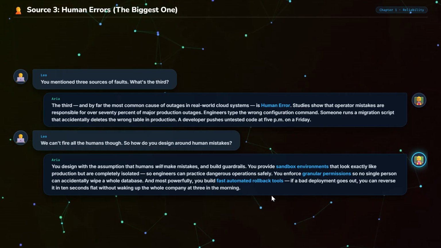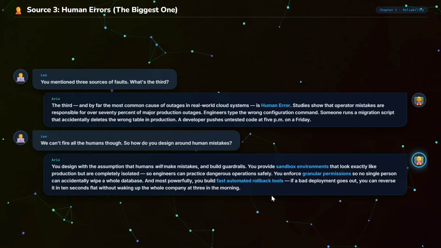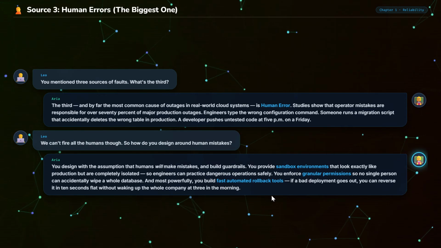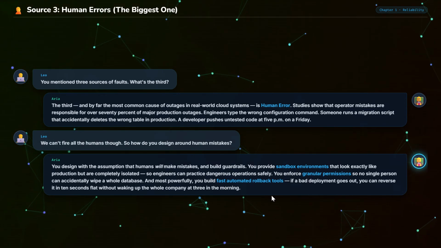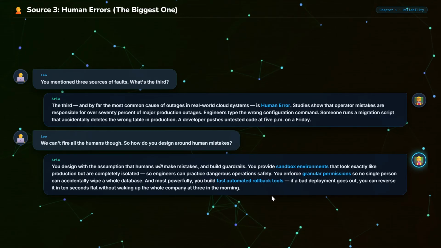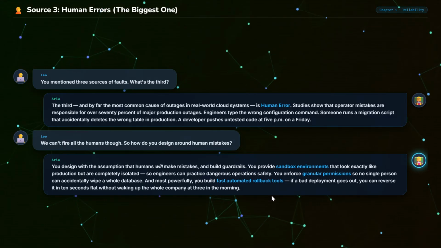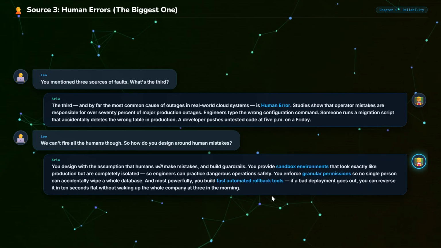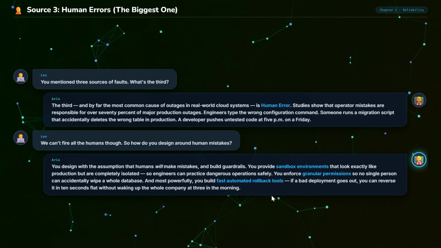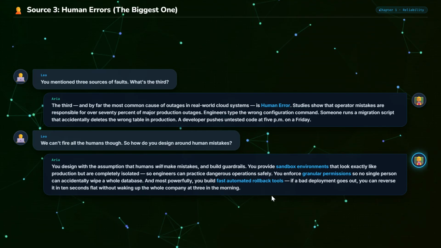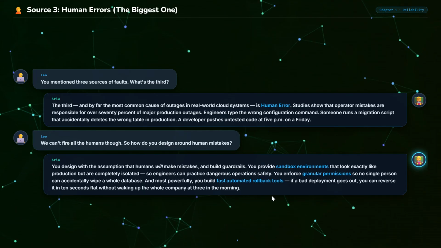You enforce granular IAM permissions so no single engineer can accidentally wipe an entire production database with one command. You mandate that destructive operations require 2-person approval. And most powerfully, you build fast automated rollback tools. If a bad deployment goes out at 2 in the afternoon, you can completely reverse it in 10 seconds without waking up the whole company at 3 in the morning.